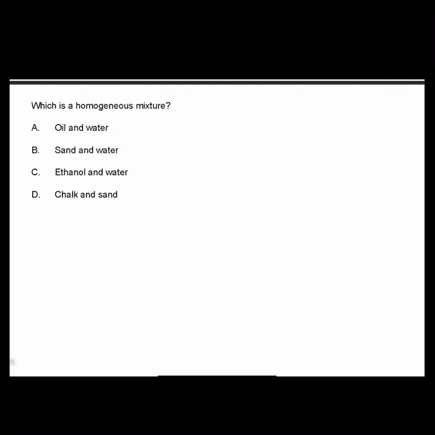Moving on to the next one, we have to find out which one is a homogeneous mixture. Homogeneous mixture means which cannot be separated easily. Oil and water are not homogeneous, they're heterogeneous, because oil forms a layer over water. Sand and water obviously will never mix. Ethanol and water will form a homogeneous mixture, and chalk and sand will form a heterogeneous mixture. So from this, option C is the correct answer to this question.